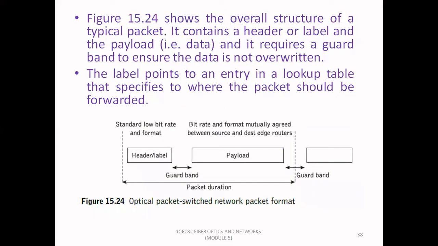Figure 15.24 shows the overall structure of a typical packet. It contains a header or label and the payload, and it requires a guard band to ensure the data is not overwritten. The label points to an entry in a lookup table that specifies to where the packet should be forwarded.